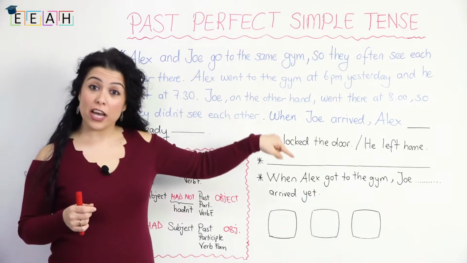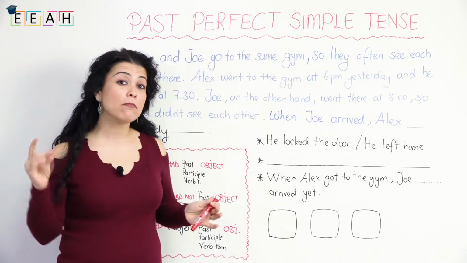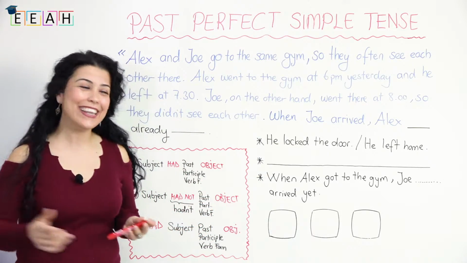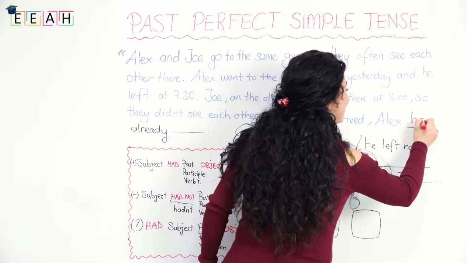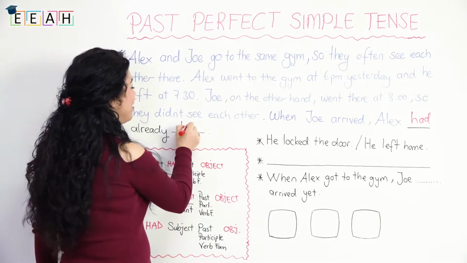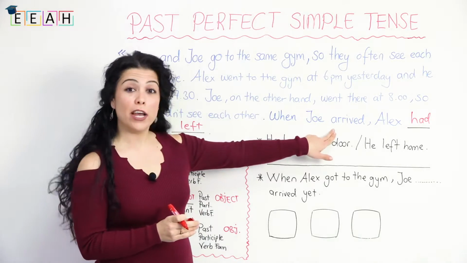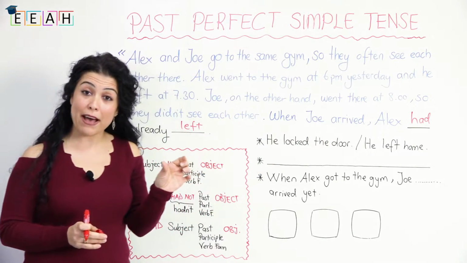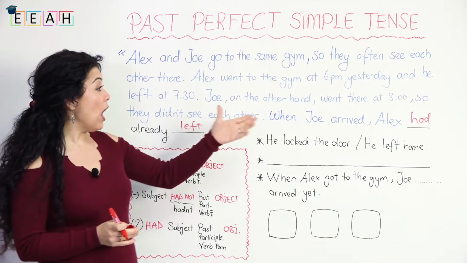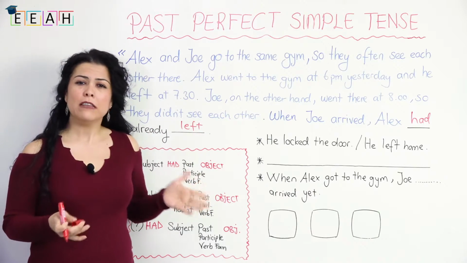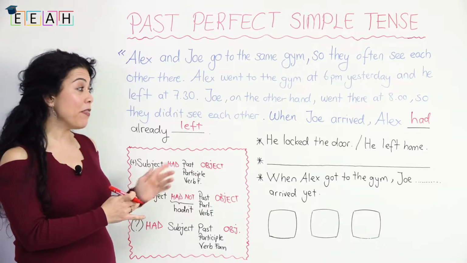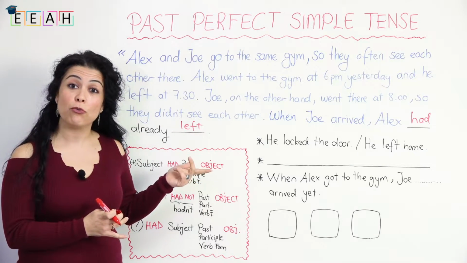When Joe arrived, Alex had already left. Yes, Alex had already left. So, Joe arrived. It's a sentence in the past tense, right? Joe arrived. Alex had already left. This is also in the past, but there is a difference between these two.